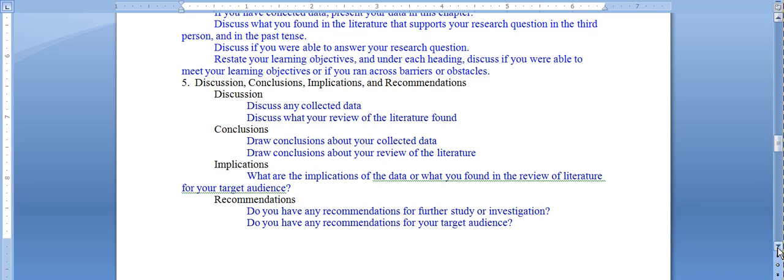And then your implications are what the implications of the data or what you discovered in the review of literature is for the target audience or for who you intended your paper to be for.